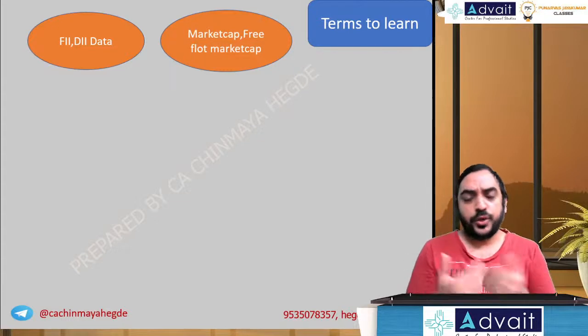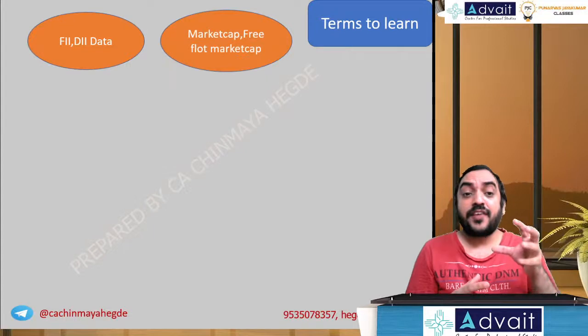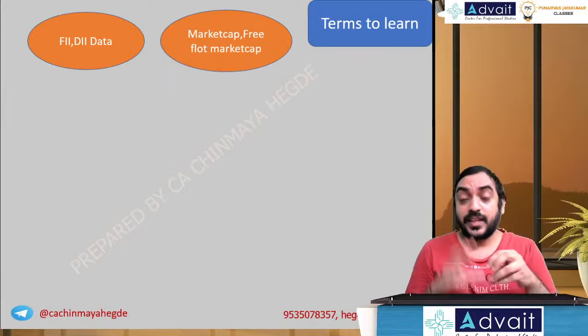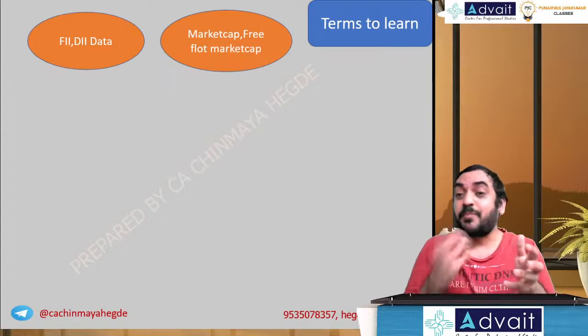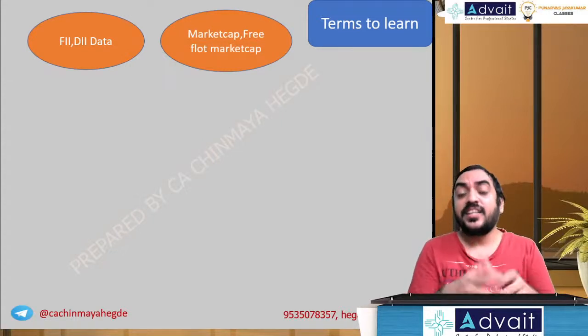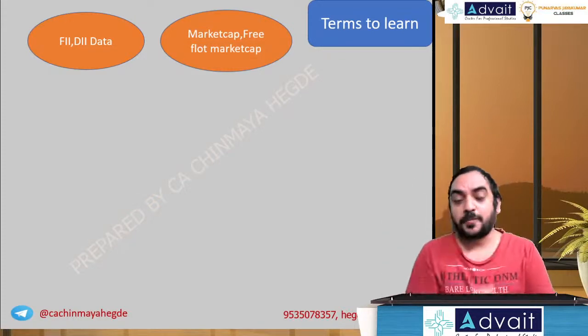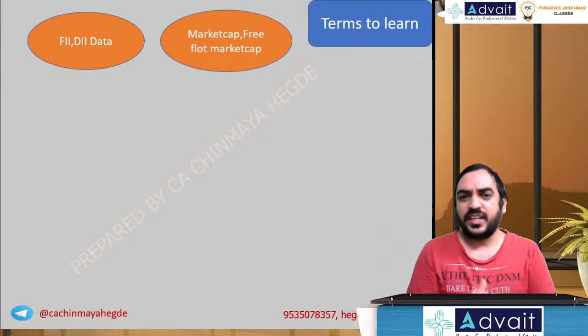Then DII, I told you, domestic institution data. Usually what we say is, if FIIs are buying, that is good in the short term. If FIIs are selling, that is bad for the short term, or the market is likely to go down. If DIIs are buying, that means on a long-term basis it is good. If DIIs are selling, that means on a long-term basis that is bad. So this is broadly how these interpretations will be. Data point, I'll come to it later.